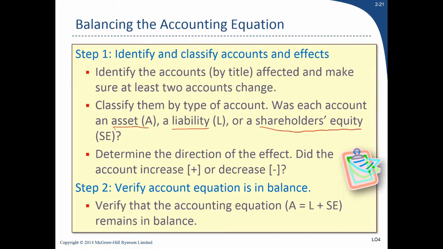So in our example, what type of account is cash? Cash is an asset. What type of account is bank debt? That's a liability. Determine the direction of the effect. Did the account increase or decrease? So our bank account is going to increase when we receive $10,000 of loan from the bank, just like how your bank account increases when OSAP gives you money. But that liability account also increases. You now owe more money.